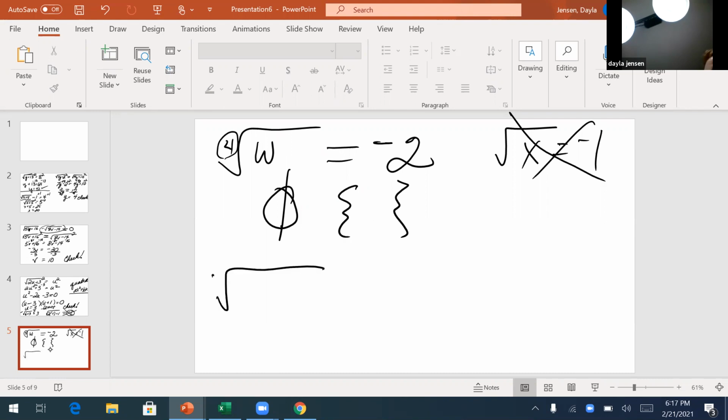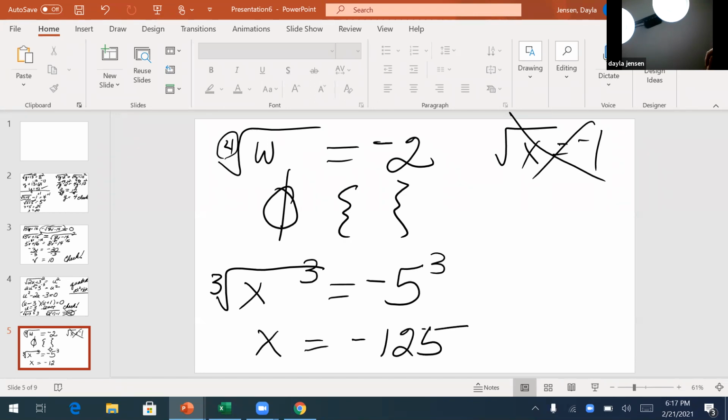What about a cube root, though? What if I have the cube root of x equals -5? So whatever x is, when I take the third root of it, I'm going to get -5. Can I do that? Yes, I can. So let's raise both sides to the third power. So x must be -125. And if the root is odd, then all I have to do is raise both sides to that power.